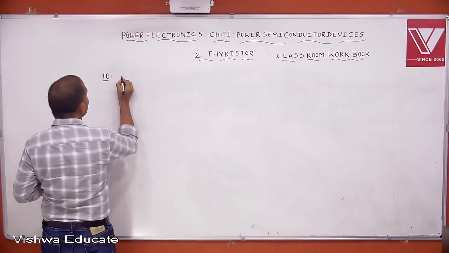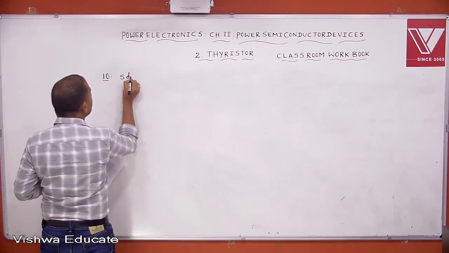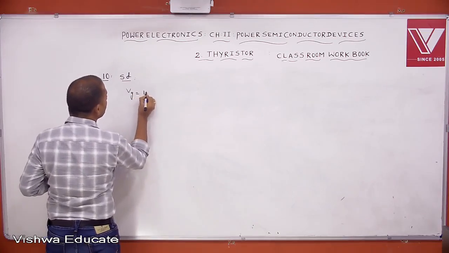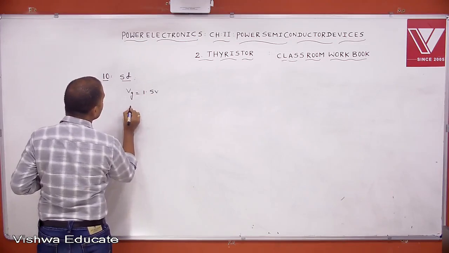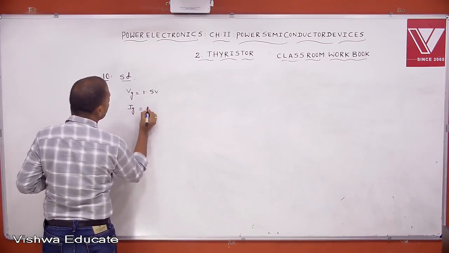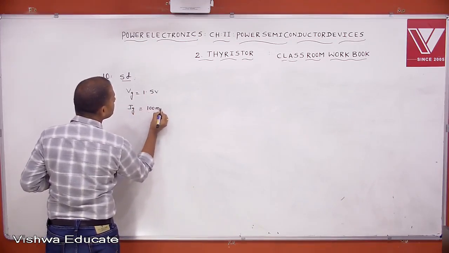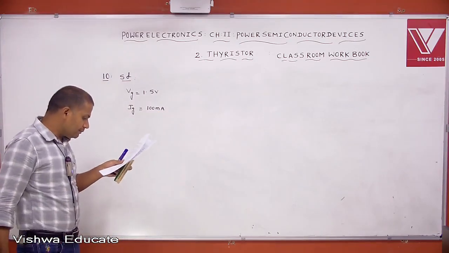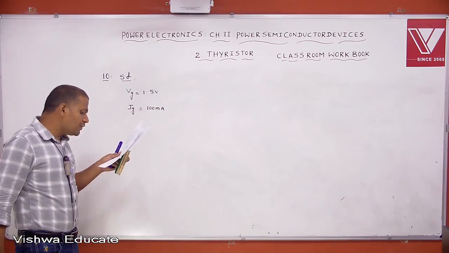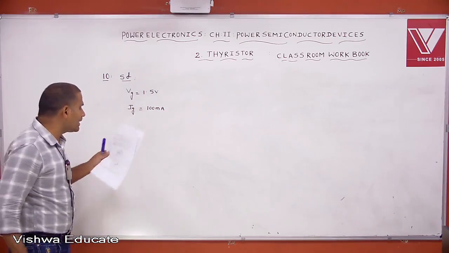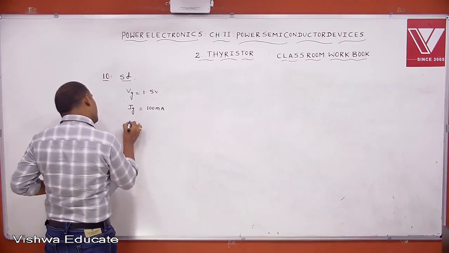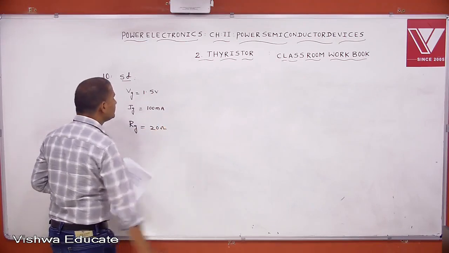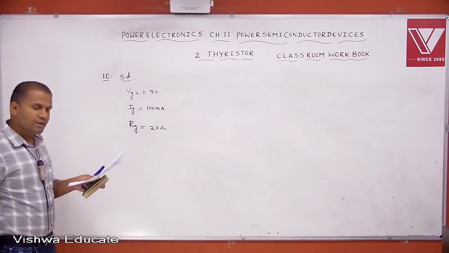Then what is the solution for this problem? Vg is given as 1.5 volts. Ig is given as 100 milliamperes, as the gate trigger voltage and gate trigger current. A resistance of 20 ohms is connected across the gate cathode terminal. Rg is 20 ohms.